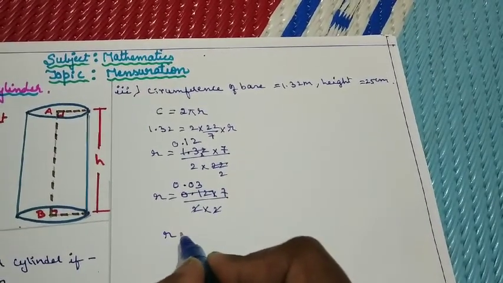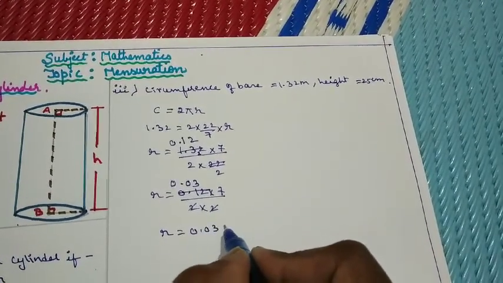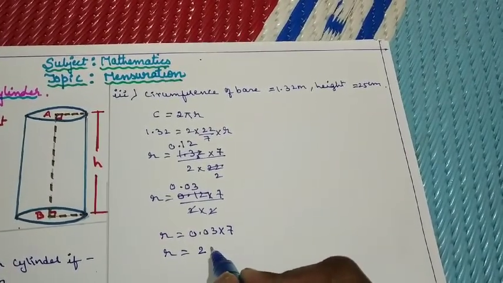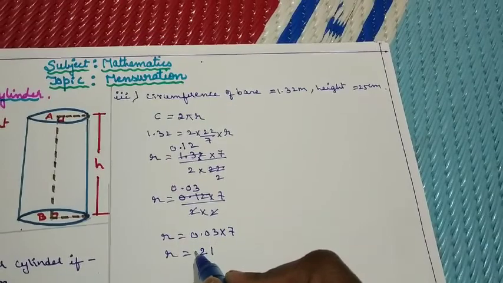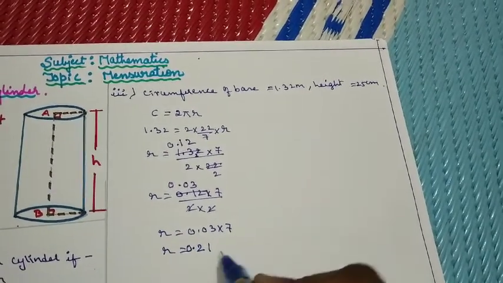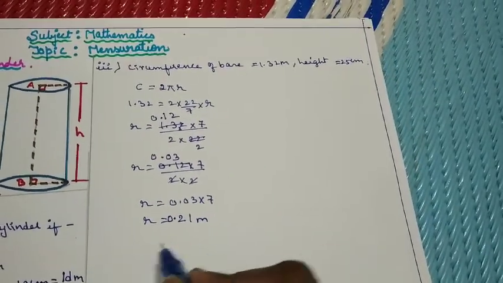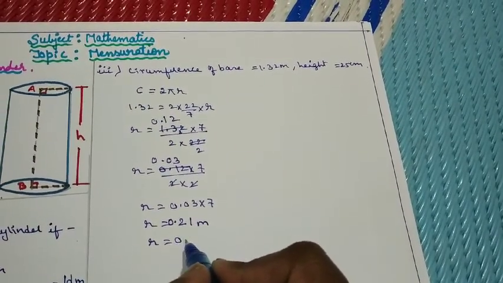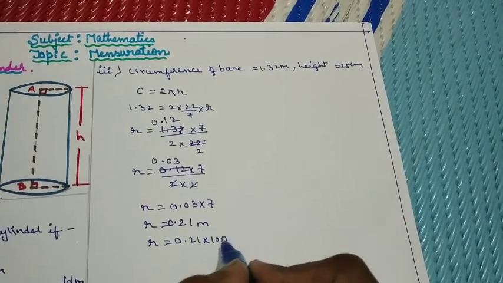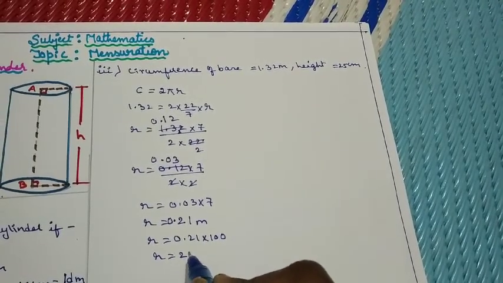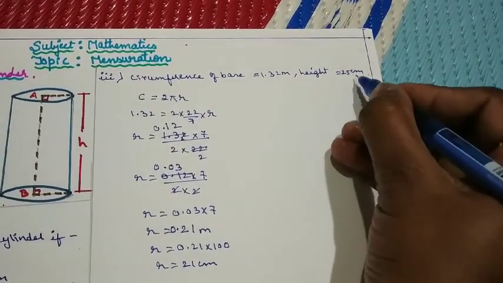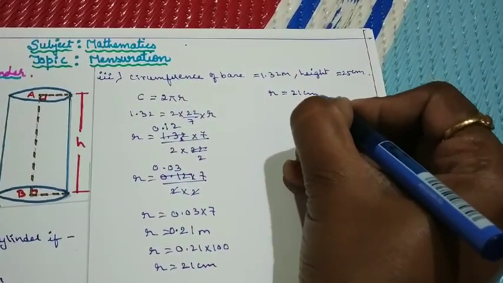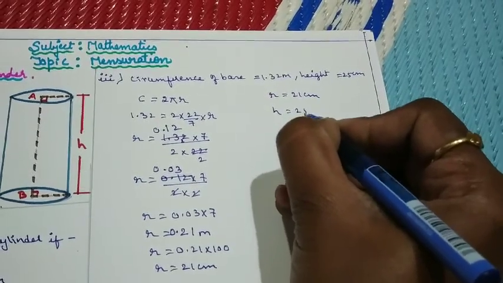Then r equal to 0.03 into 7, 7 3s are 21, so we will get 0.21, but that is in meters, so we need to convert into centimeters. We know that 1 meter is nothing but 100 centimeters, therefore radius equal to 21 centimeters, and height is also in centimeters. So considering these two, we need to find the volume of the cylinder.